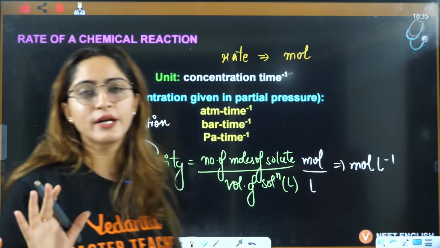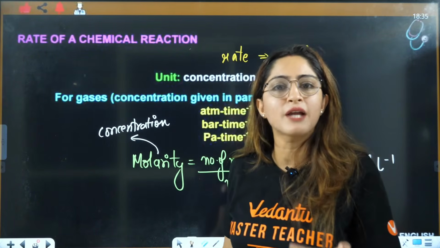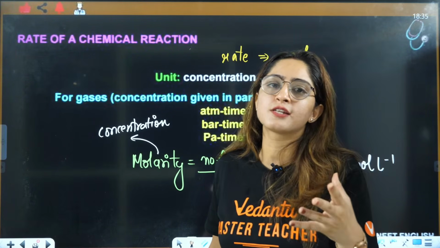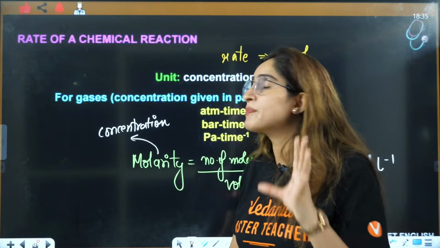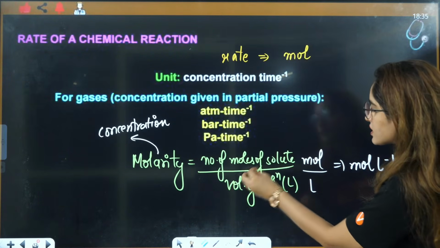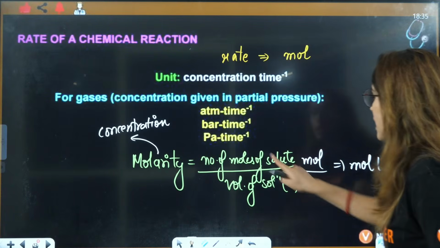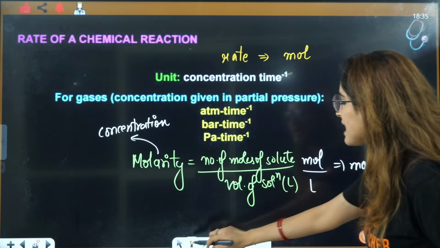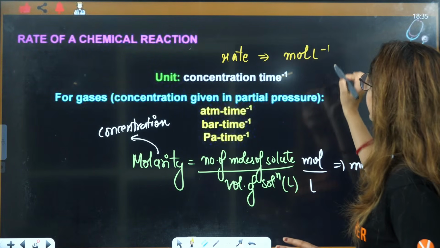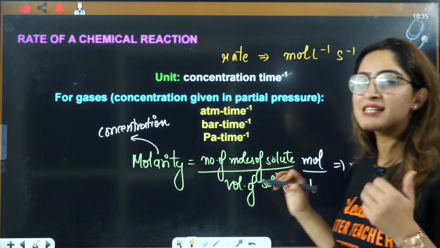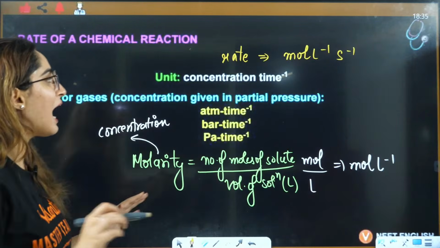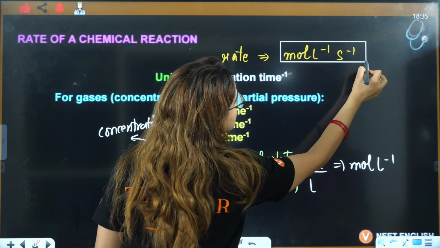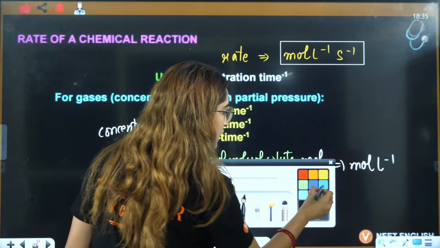There are other units and other terms for concentration as well, but in general you will express concentration as molarity. Molarity is the number of moles divided by the volume of solution. Number of moles is in mole and volume is in liters, so it will be mole per liter. So can I write here mole per liter per second? Per second is for divided by time, and that is the unit of rate. When we talk about concentration, that is the unit of rate.